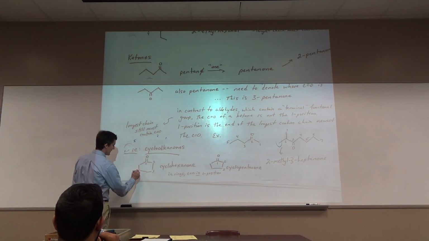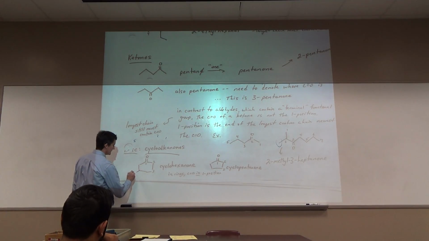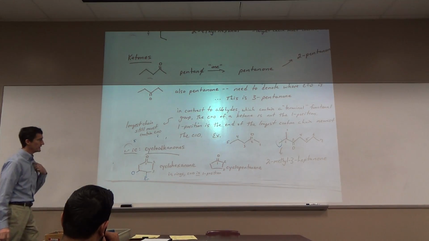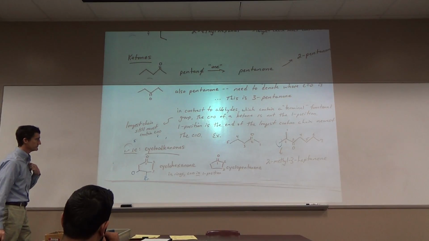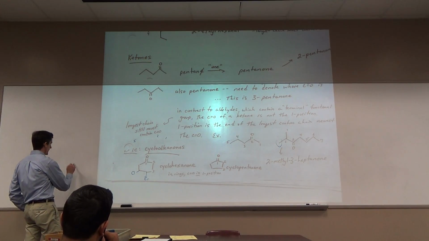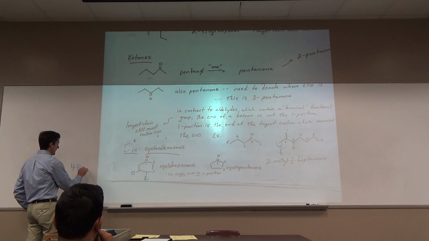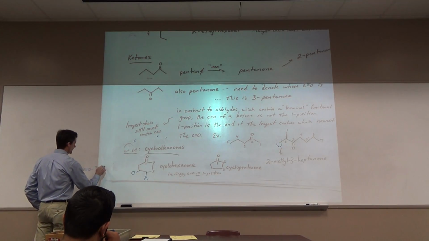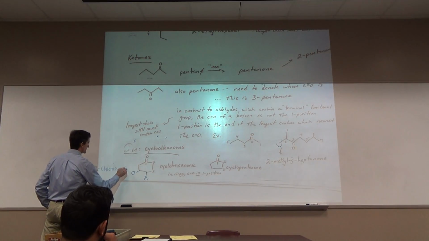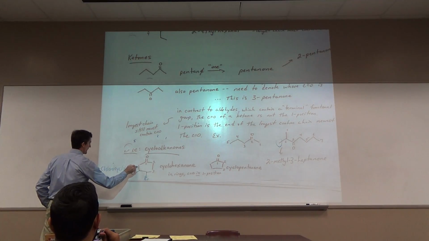Thus, if you have this compound here, let's put that there and let's put this here. What's the name of this compound? 4-bromo, 5-chloro, well, 4-bromo-3-chloro, 4-bromo-3-chlorocyclohexanone.